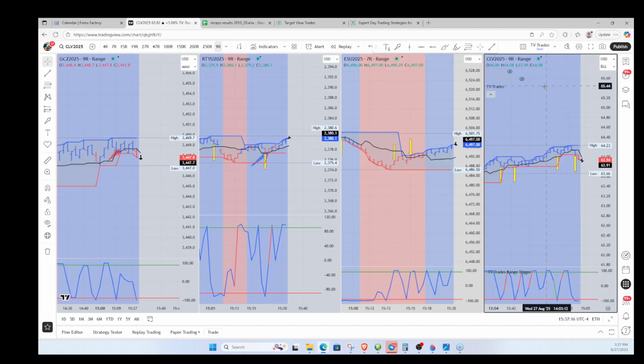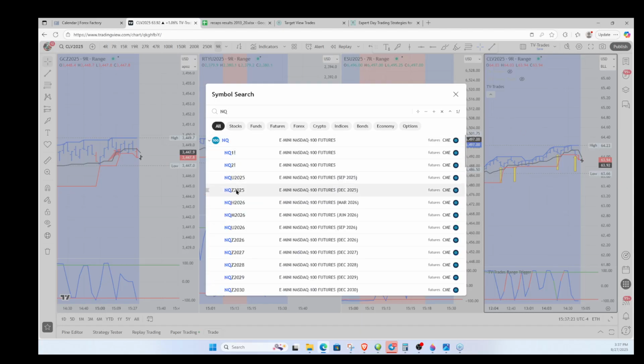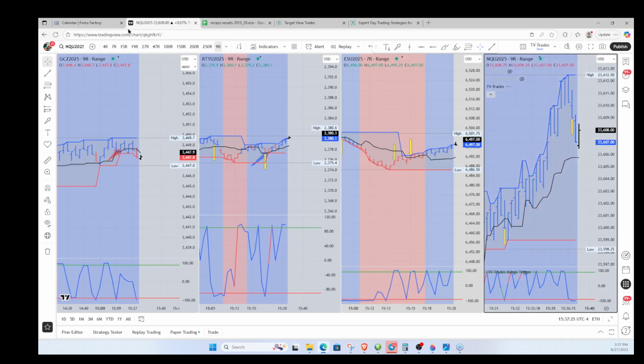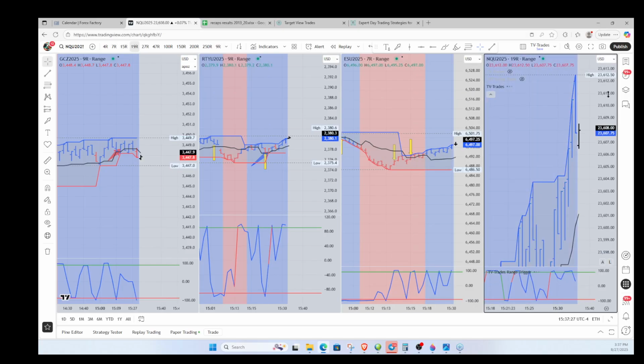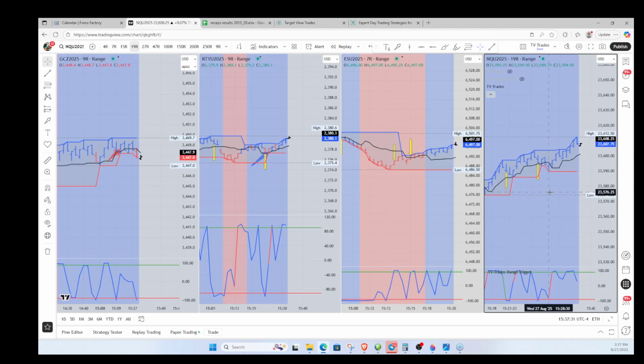I'm going to switch this back to the NQ because we're just not getting anything on the crude oil. Alright, I can go back to the NQ on that and see if we're going to get anything over here on the NQ as we close out the session. Okay, let me get rid of that crude DOM.